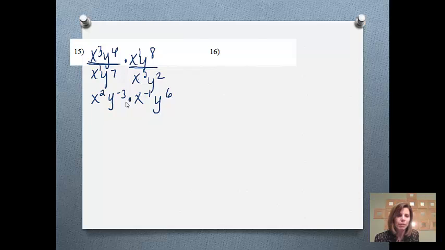All right, and then from here, if I have multiplication, I know I get to add the exponents. So 2 plus negative 1 will be 1. And then for y, negative 3 plus 6 will be 3. So that would be my answer.